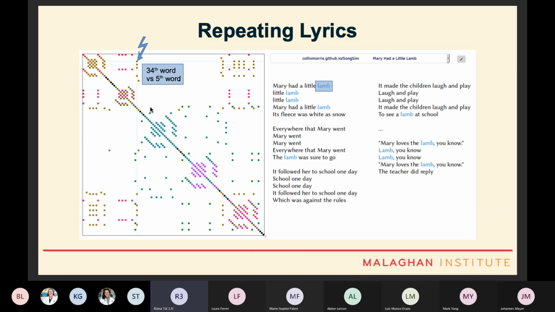So each dot or square in this matrix represents a comparison between two words in the lyrics of the song. In this case, Mary had a little lamb. Where there is a coloured dot, it means that the word is the same. In the example highlighted here by a lightning bolt, the fifth word is being compared to the 34th word, and that word lamb appears quite a lot in this song. There's a solid line down the diagonal because each word is being compared to itself and each word is the same as itself.